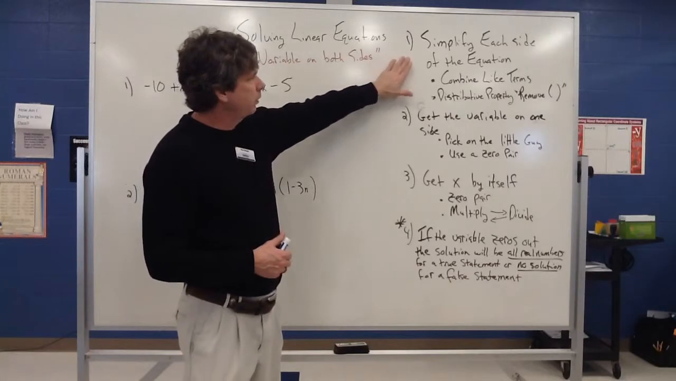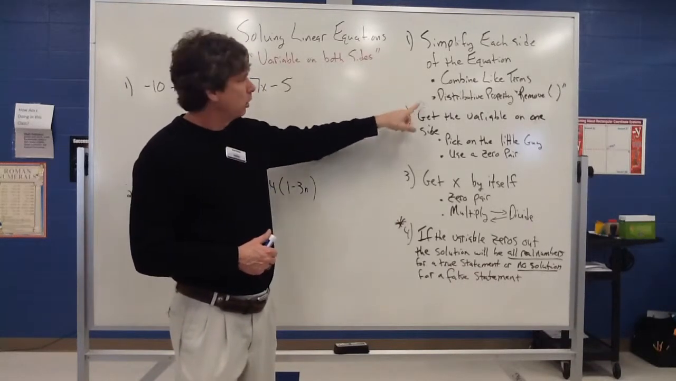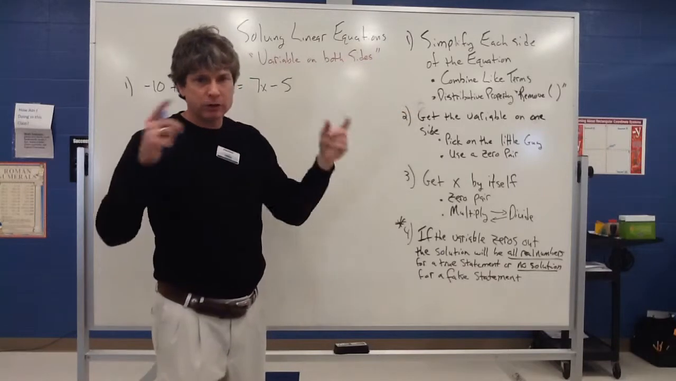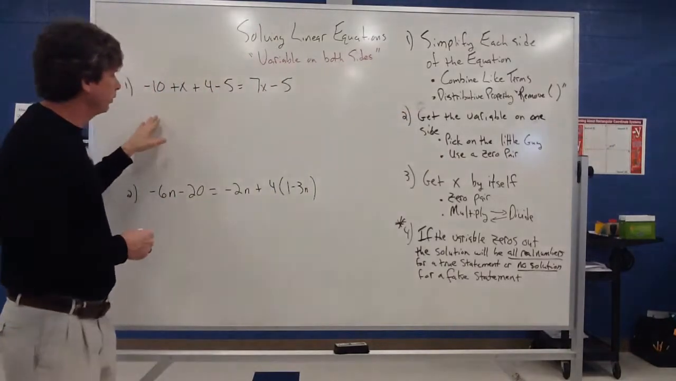Step one basically says simplify each side of the equation. And again, we want to look for combining like terms, or if there's a distributive property, let's use that distributive property to remove parentheses. So let's look at this first example here.